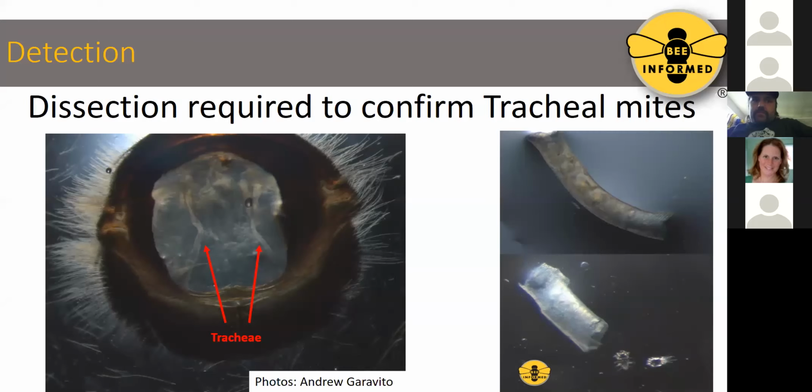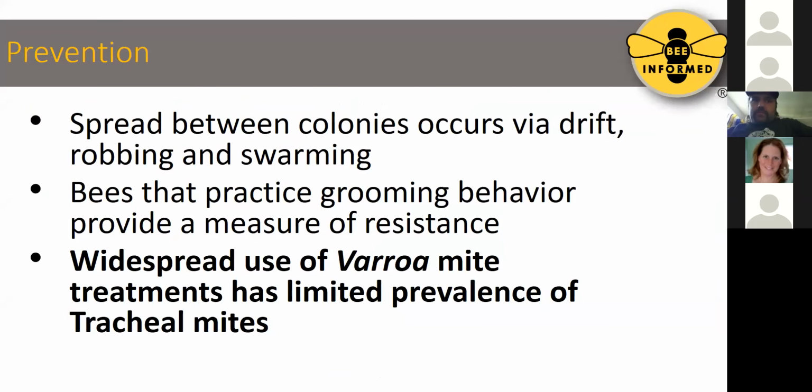When I say the USDA reports a 1% detection rate, they're doing this kind of dissection to look for the tracheal mites. As far as prevention, they do spread between colonies via drift. As I say, that bee to bee interaction is how they spread from individual bees, and that's how they're going to get from colony to colony. So think about laying out your apiaries in a way to minimize drift, and also not inciting any robbing events where you're getting a lot of interaction and transfer of bees between colonies. Those are just general good beekeeping practices for a lot of different reasons, but it can help there.